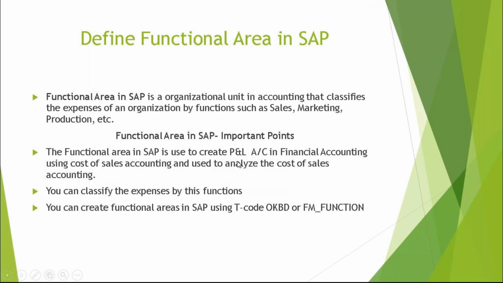Next is define functional area. Business area is where the business is processing; that is the organizational unit you will be creating. Functional area is what function is happening; that is the particular area you will be creating. So what are all the functions? It might be sales, marketing, production, administration, or whatever types of functions happen under one business.